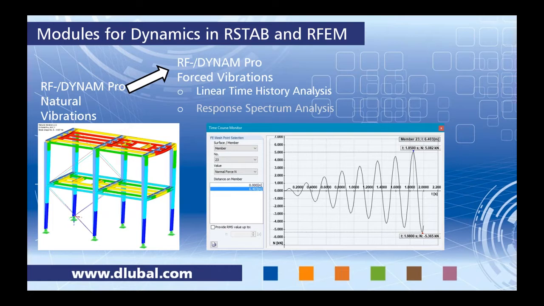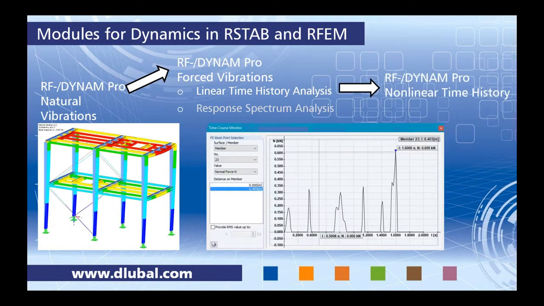From here, we can move on to DYNAM Pro Force Vibrations. Now this allows us to run a linear time history analysis within the program. You can see this graph here is a time course monitor. So this is for a tension-only member, and we're viewing the normal forces for that member. Now, because this is linear time history analysis, you'll see both tension and compression forces within this tension-only member. Now, we can also perform a response spectrum analysis. We won't be getting into this portion today, but just to let you know that is available as well.